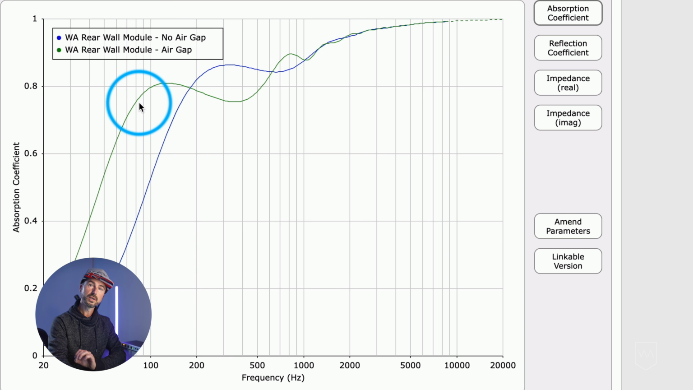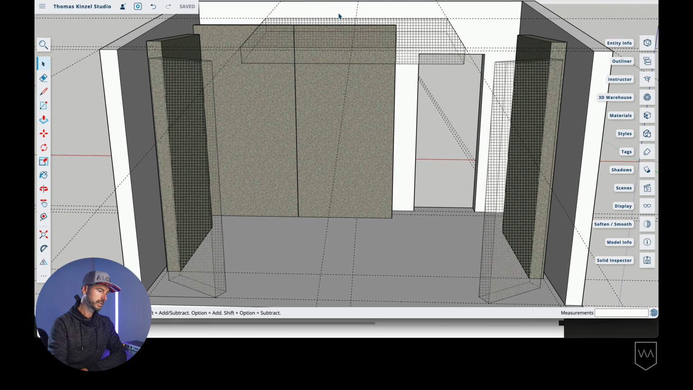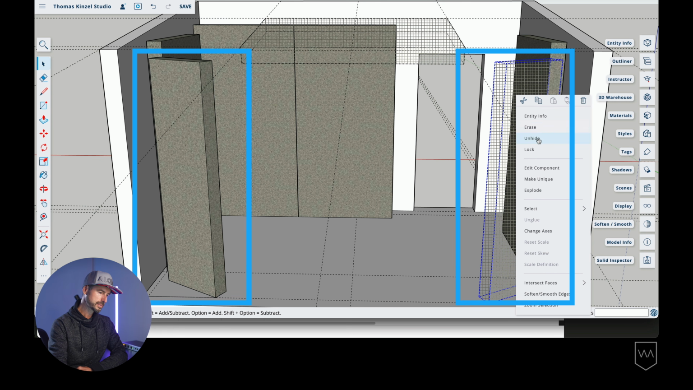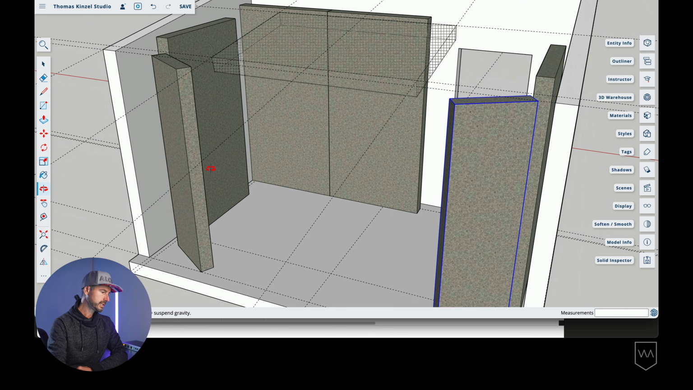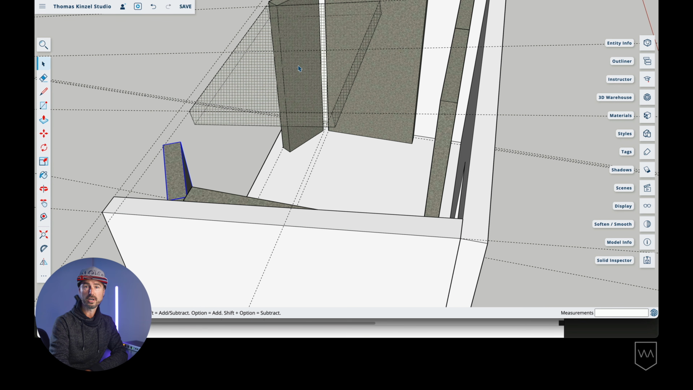So air gapping in this case definitely gets us ahead. Now that we understand the design of the modules and the materials that we are using, let's take a look at the game plan for the rest of the room. The next step is to provide some additional control in the front of the room where we have both of the corners open. So we are going to use these traps right here, and these are going to be made with a 2-inch layer of Rockwool Cavity Rock.